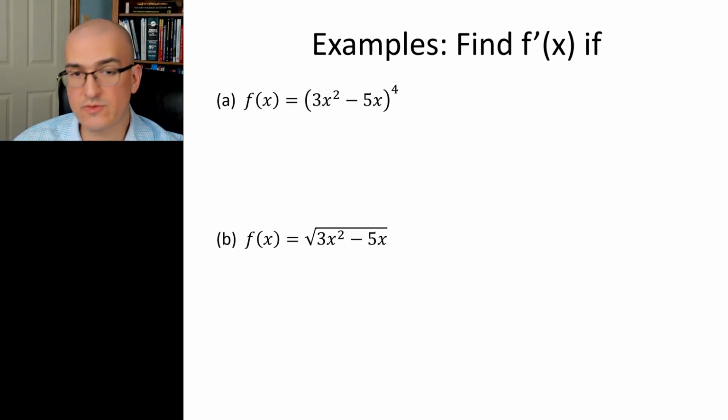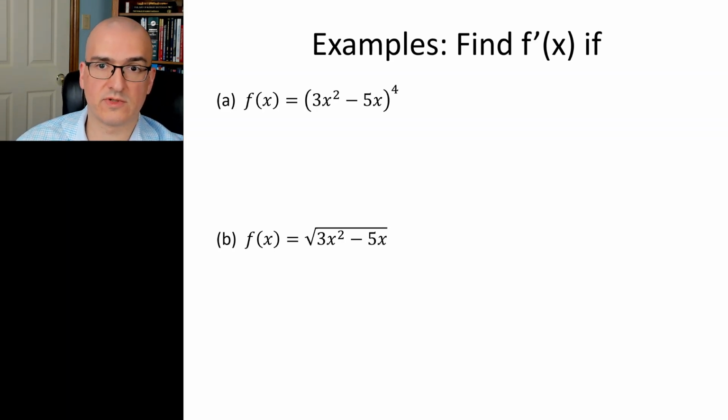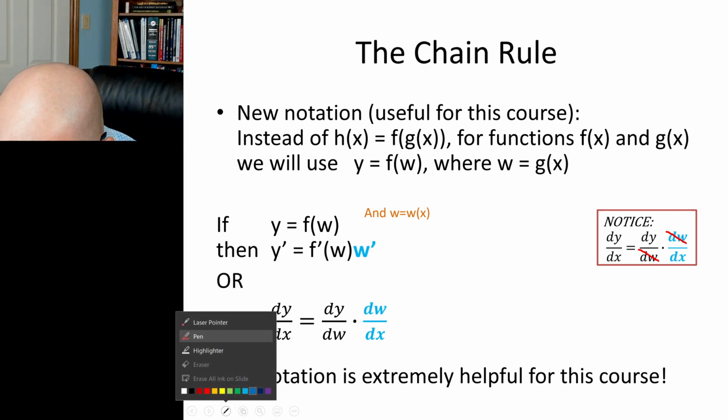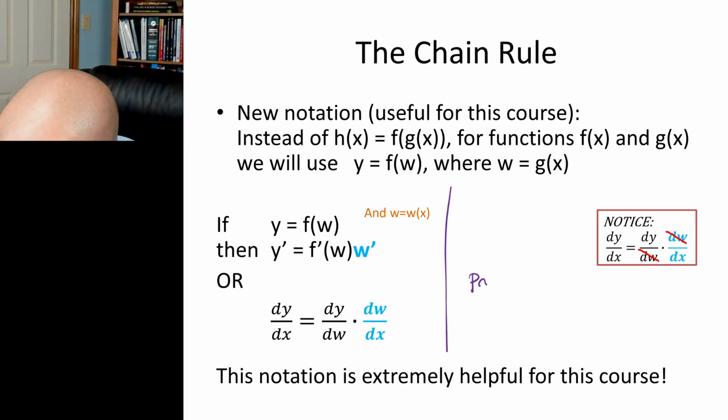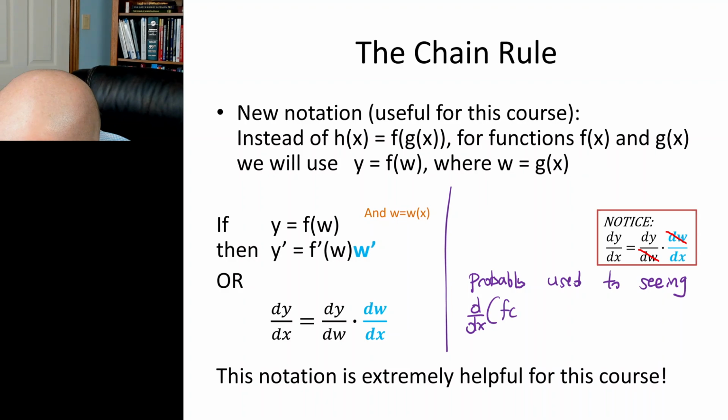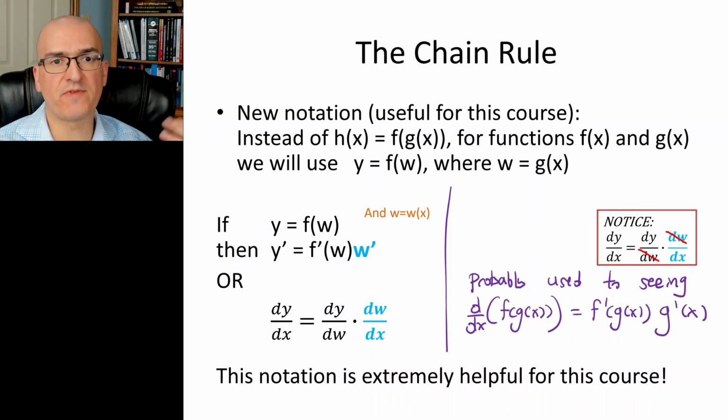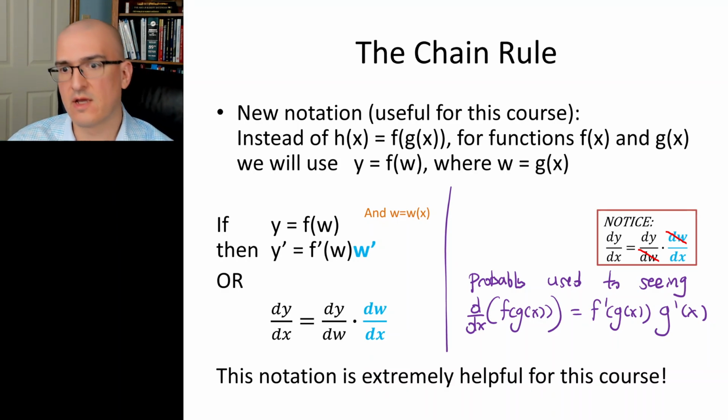So I'm going to do the derivative of these two functions using the chain rule and using this w notation. And the w notation is likely new to most of you. You're probably used to seeing d by dx of f of g of x is equal to f prime of g of x times g prime of x. This is probably what you're used to seeing because it's the most pervasive notation inside high school level calculus textbooks. I'm not going to write it that way.